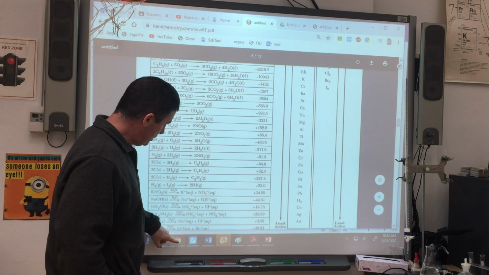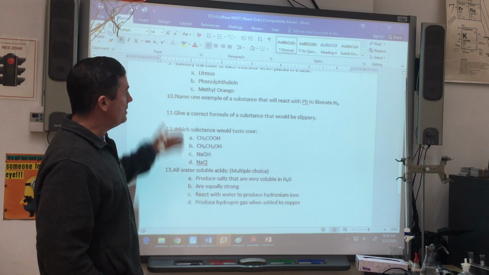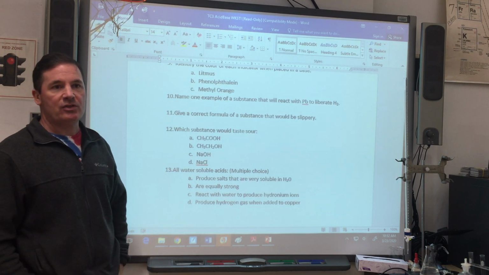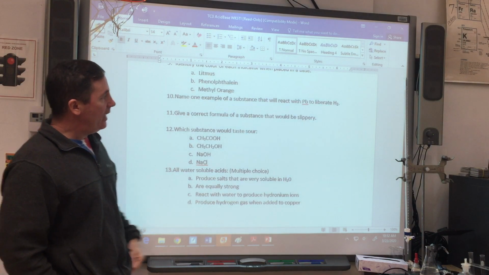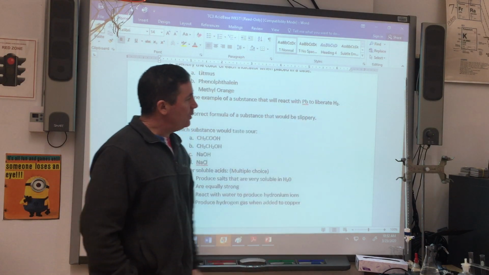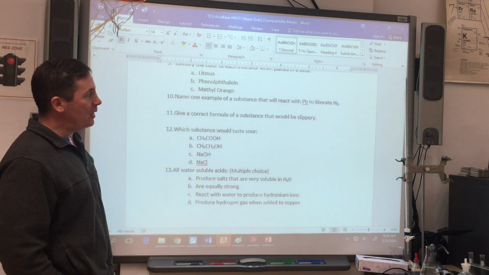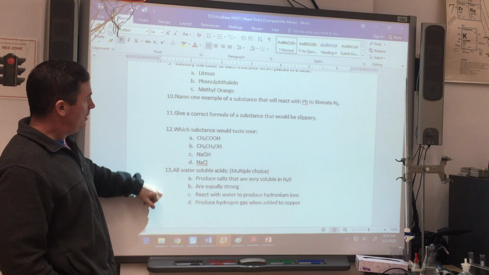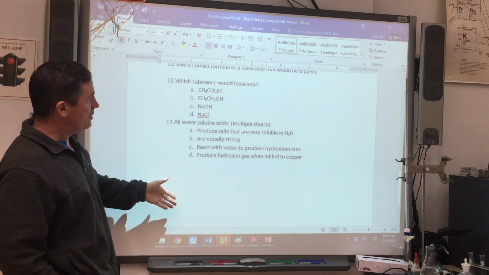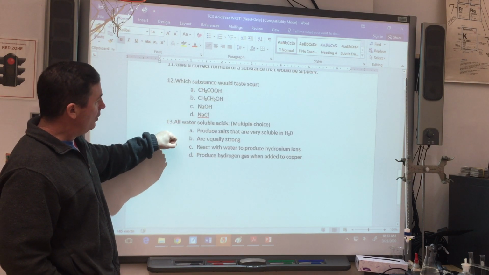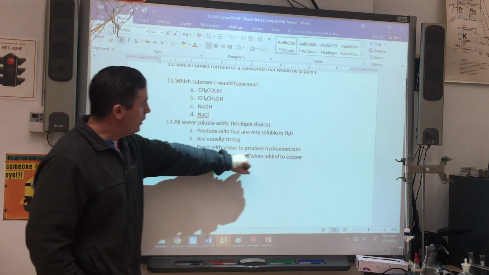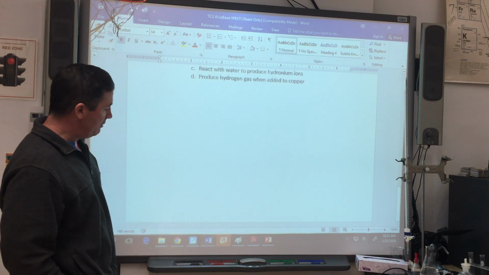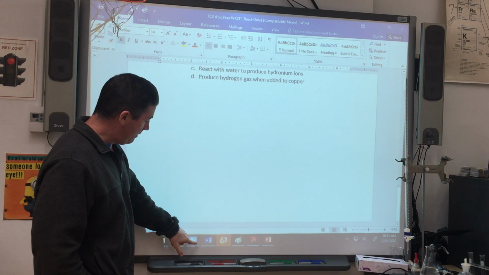So essentially, name one example, pick an acid. Hydrochloric, sulfuric, nitric, any of those will react with lead or anything above H2 on table J, and then push out hydrogen gas. The rest of these were pretty good. All water-soluble acids will produce hydronium ions. That was also in your notes, and that was it for that one. So I wanted to highlight that.